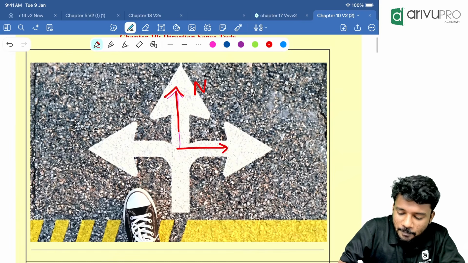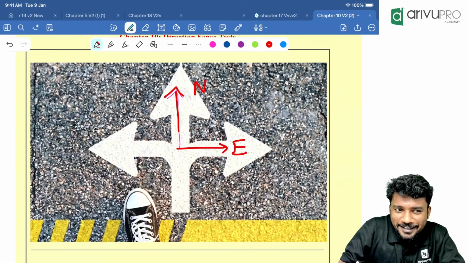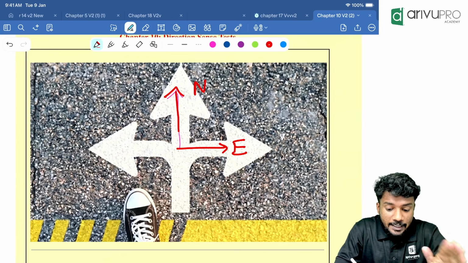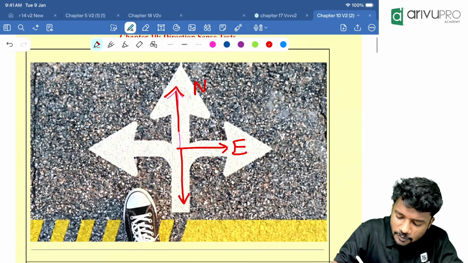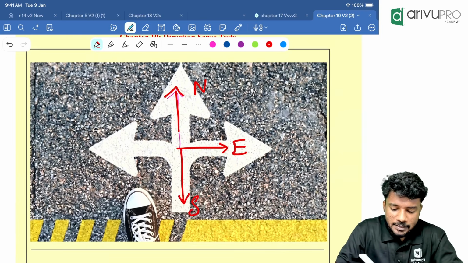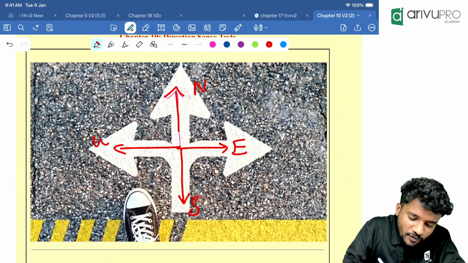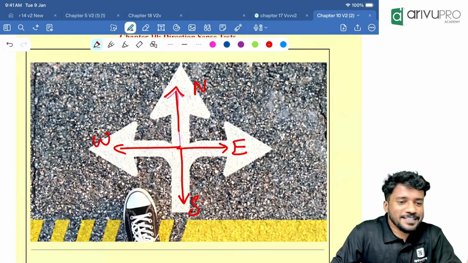This is what? East. Okay, right of north is called what? East. Fine. This is what? South. Yes. This is what? West. It is completely okay to make mistakes, so it's fine.